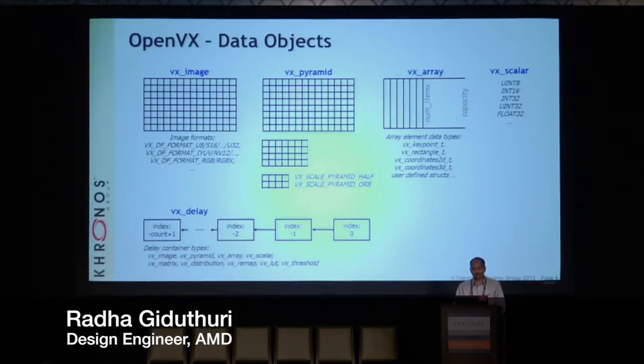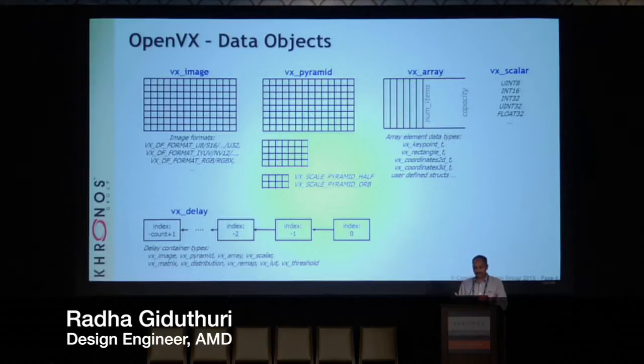You can consider a pyramid as a multi-planar image, but a pyramid has a particular semantic built into it, which basically says that each successive plane represents the same image at a reduced resolution, which is scaled down using a certain kind of smoothing filter underneath.